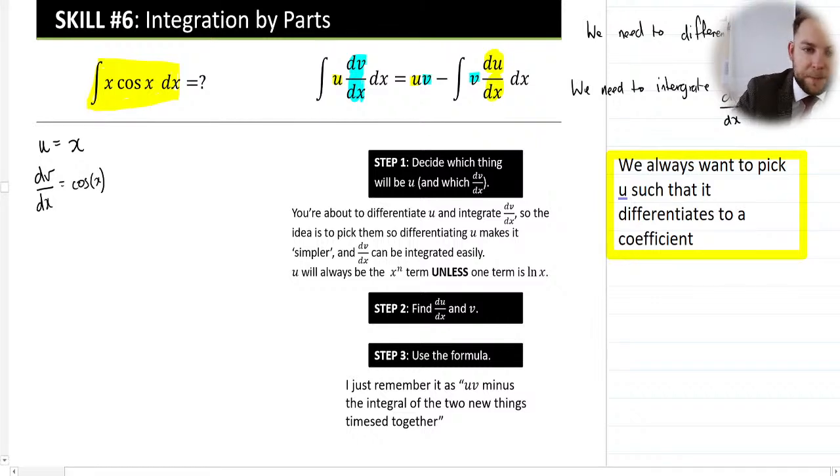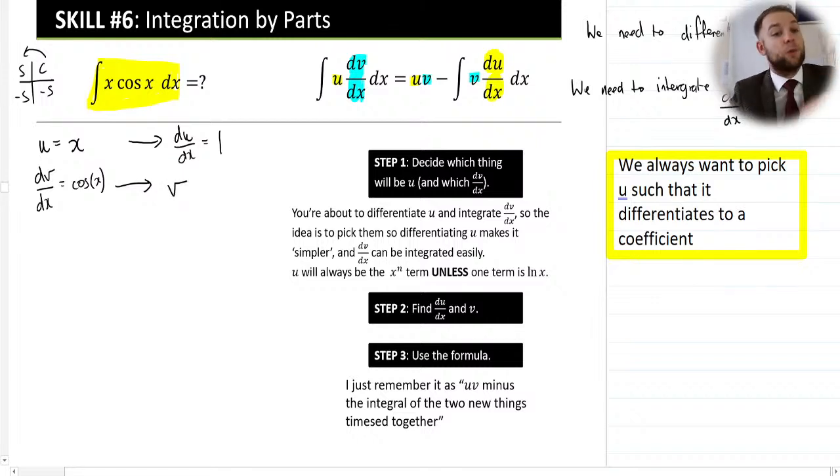Now let me show you what that means. If I differentiate u, du by dx is equal to 1. Happy with that. So I've picked u so that it differentiates to a coefficient. But when I'm integrating this one here, I know that cos integrates to sine. So actually v, which is the integral of dv by dx, is equal to sine of x. That's your first point.